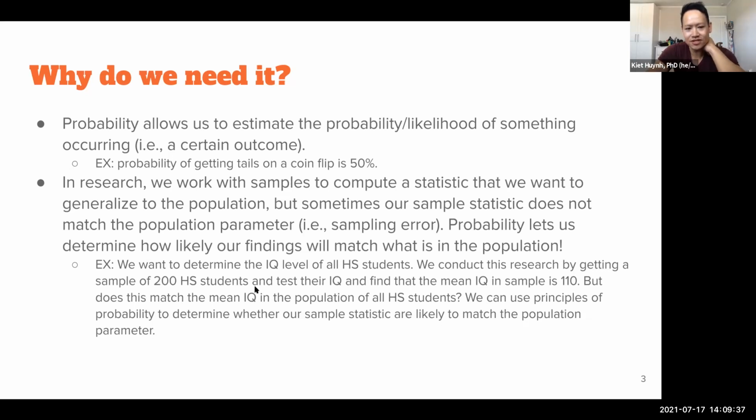So here's an example. We want to determine the IQ level of all high school students. Let's pretend we recruited a sample of 200 high school students from all over the US, and we tested IQ and we find that the mean IQ is 110 in our sample of 200. And we want to generalize this to the population and say the US population of high school students has an IQ of 110. But can we do that? Do we know whether the mean IQ in our sample matches what's really going on in the population? Well, we can use the principles of probability to figure that out.